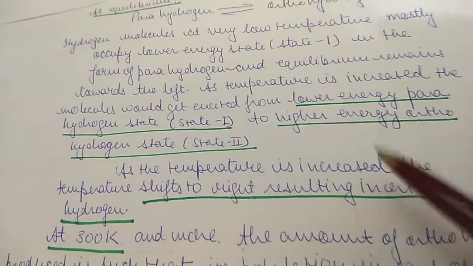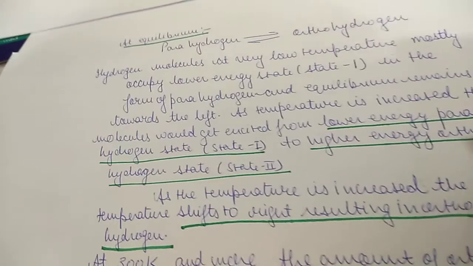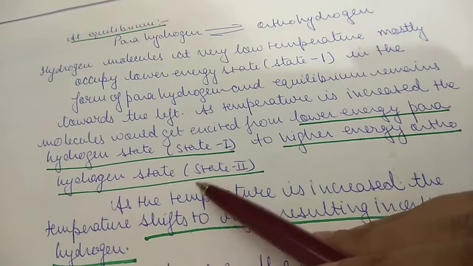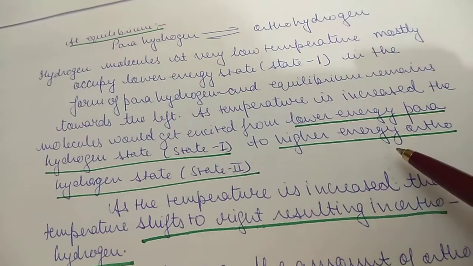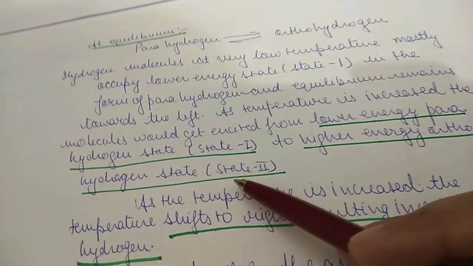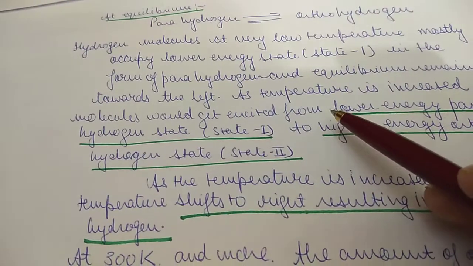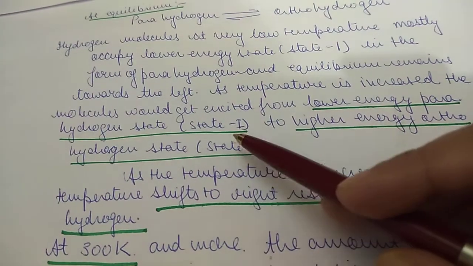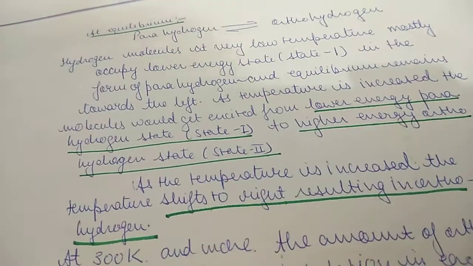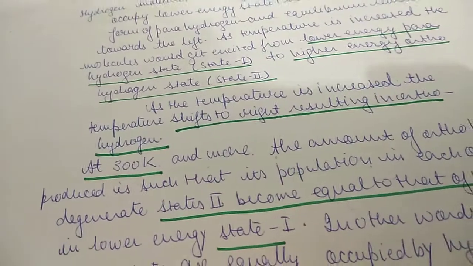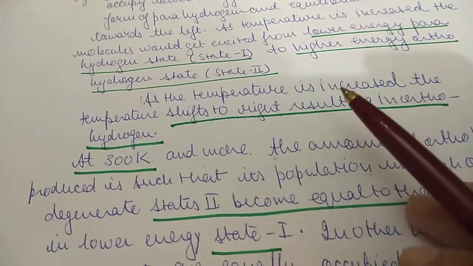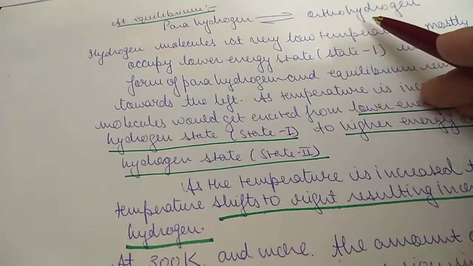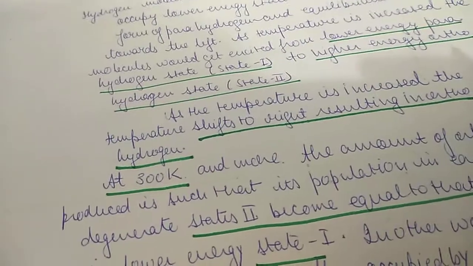Now as the temperature is increased, the molecules get excited from the lower energy parahydrogen state 1 to the higher energy orthohydrogen state 2. As we increase the temperature, the equilibrium shifts to the right, and gradually it will result in orthohydrogen.